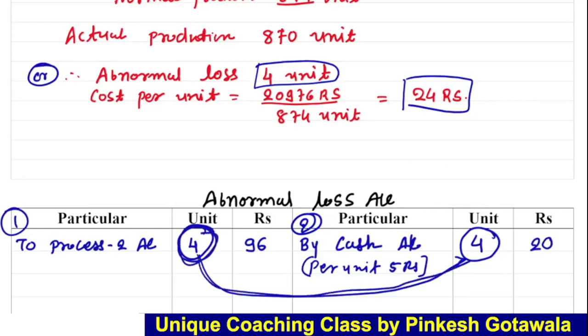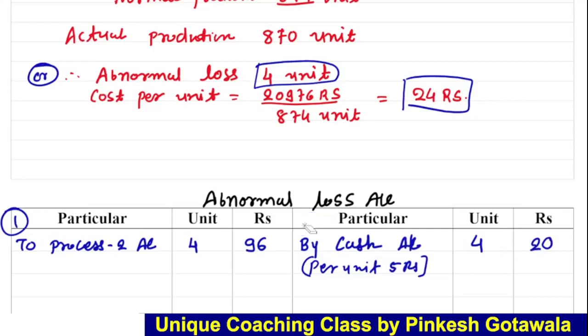So the entry will be cash account. The 4 units we will sell here, right? And at which price? The same price as we sold normal loss. At which price is abnormal loss sold? The same price as we sold normal loss, right? Remember, the price at which normal loss was sold is the price at which abnormal loss will be sold. So here we have given 2 entries, right?